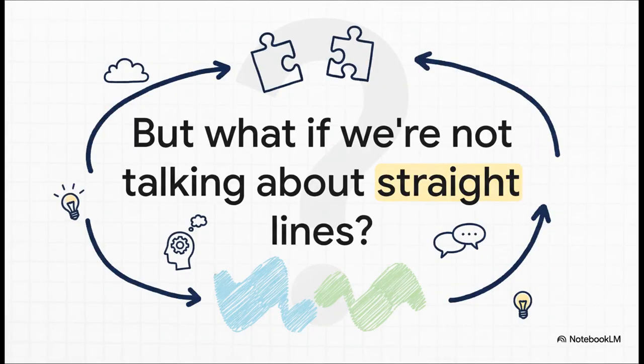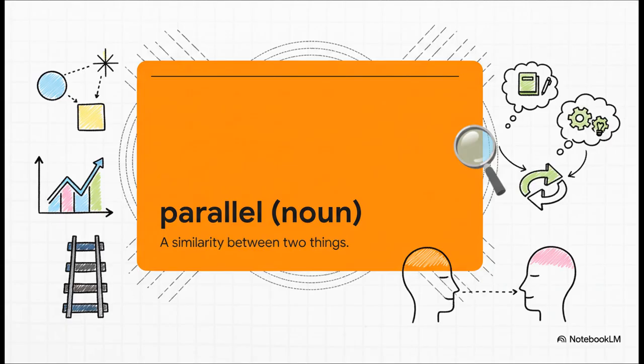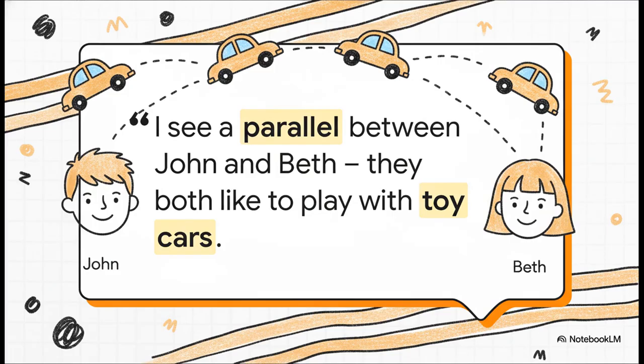Okay, but this is where it starts to get really interesting. What happens when we take that idea, that side-by-side and similar concept, and we apply it to things that aren't physical lines at all? So now, let's see how this same concept builds into its second form, the noun. This is where we shift from describing something to actually naming a concept. So, used this way, a parallel isn't a physical state anymore. It's a thing. It's literally the name we give to a point of similarity, a comparison between two totally different things.